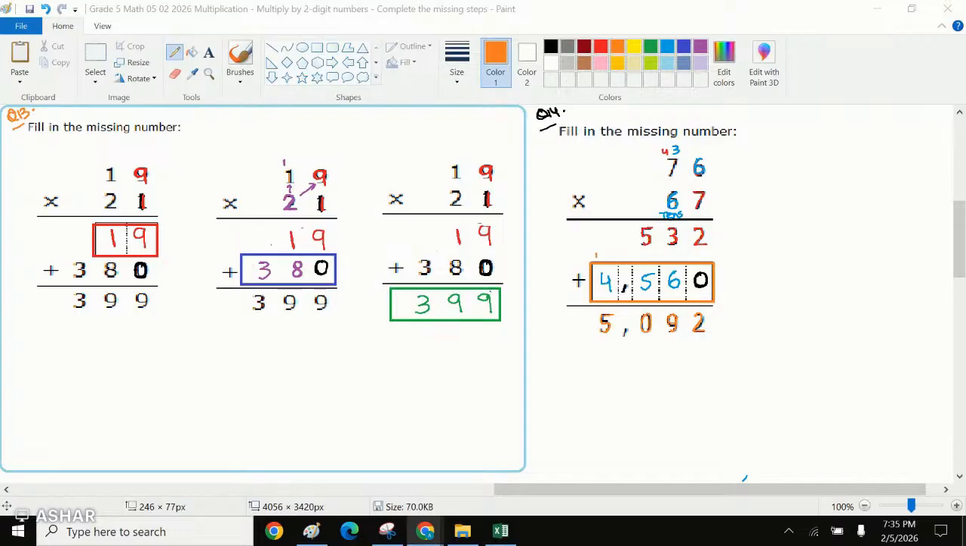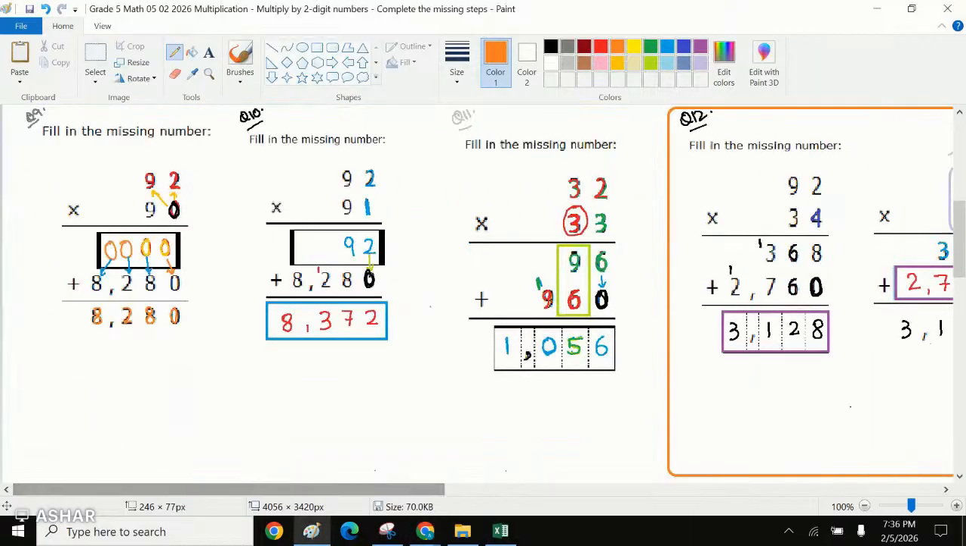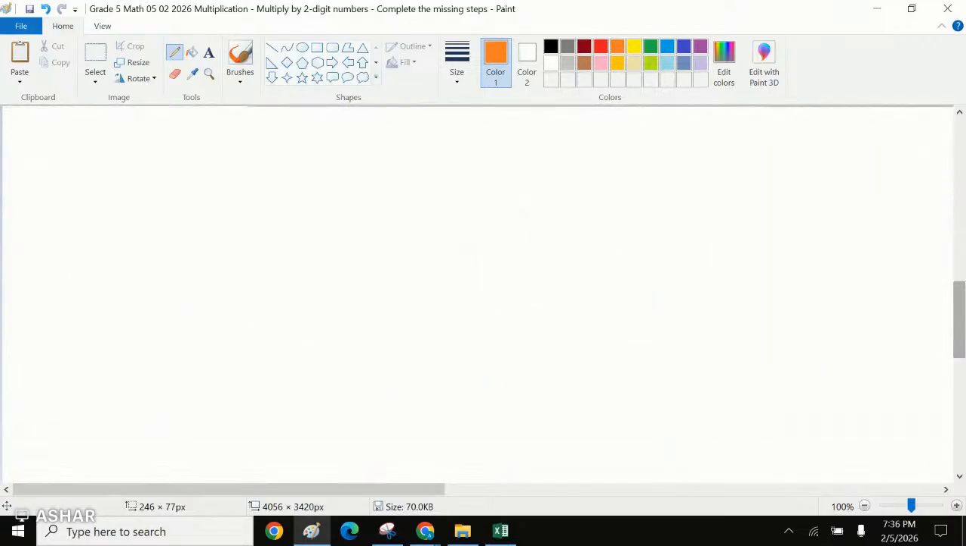Let's try one more. Or let's do the test so that we have a better idea, okay? Let's do some questions from the test so that we have a better idea of what we exactly need to do. Just a moment, I need to go back. Grade 5, chapter number 11, multiplication, lesson number 17, and question number 1, okay? Let's do the test. And let me copy. This is the first question for the test.